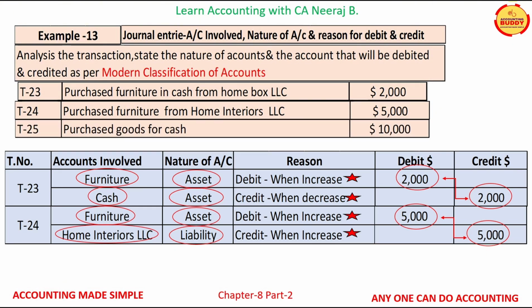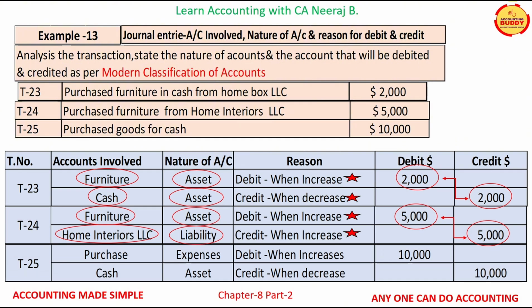Transaction T25 is business purchased goods worth $10,000 in cash. The two accounts which are affected are purchase account and cash account. Purchase is an expense account. As per expense account rule, expense account is debited when expenses increase. Cash is an asset account, and as per asset account rule, assets are credited when the assets decrease. Therefore, this transaction is recorded for $10,000 by debiting purchase account and crediting cash account.